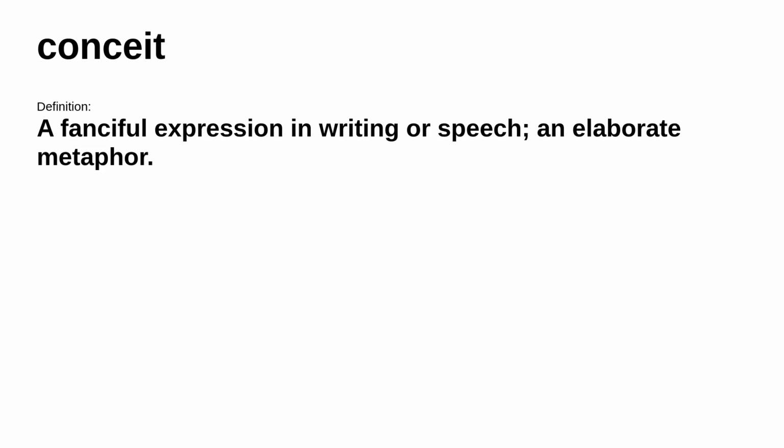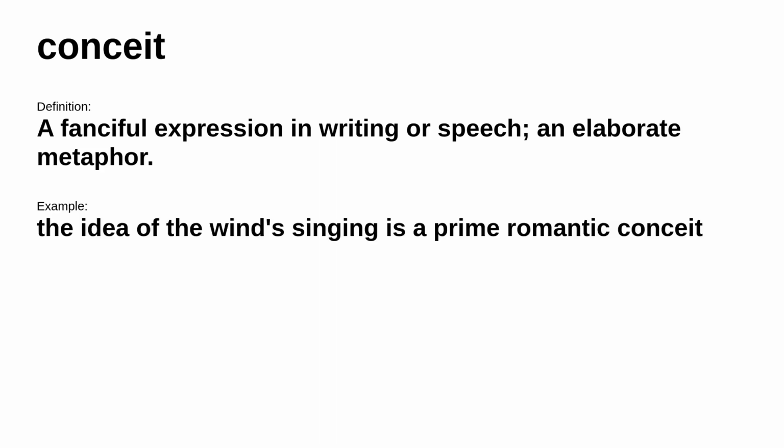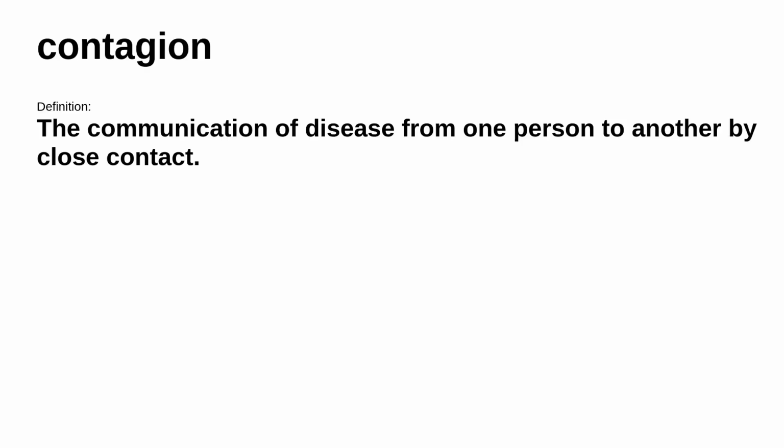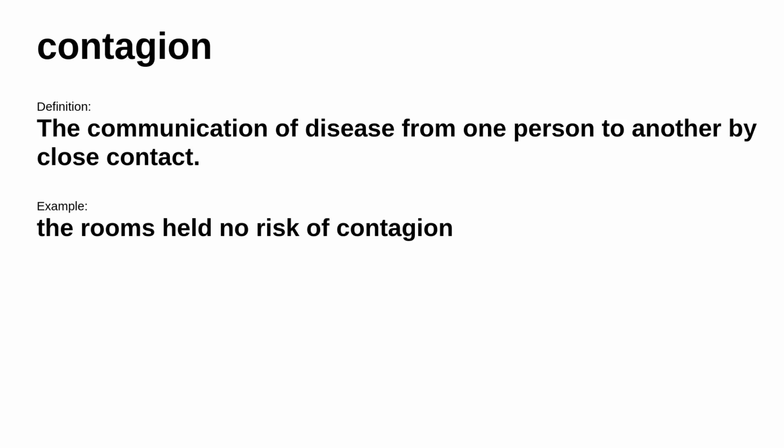However, in a different situation, it's defined as a fanciful expression in writing or speech, an elaborate metaphor. Consider this example, the idea of the winds singing is a prime romantic conceit. The next word is contagion. It means the communication of disease from one person to another by close contact. Consider this example, the rooms held no risk of contagion.